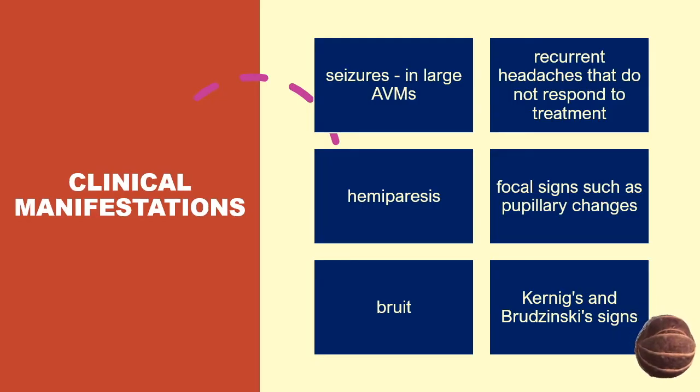Okay, so what are the clinical manifestations of your AVM? If the AVM is too large, seizures are expected. There will be recurrent headaches that do not respond to treatment. Hemiparesis or weakness may occur, and then, class, the local signs such as the pupillary changes. Class, you'd also be hearing bruit, and then you have your Kernig's and Brudzinski's sign. So class, your Kernig's and Brudzinski's sign are for evaluation of the presence of meningitis or meningeal irritation. Okay, so these are the possible clinical manifestations for the patient.